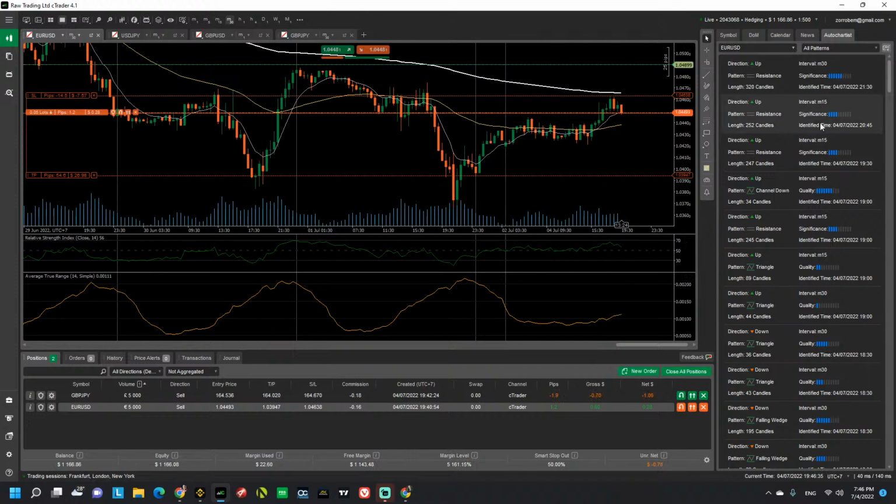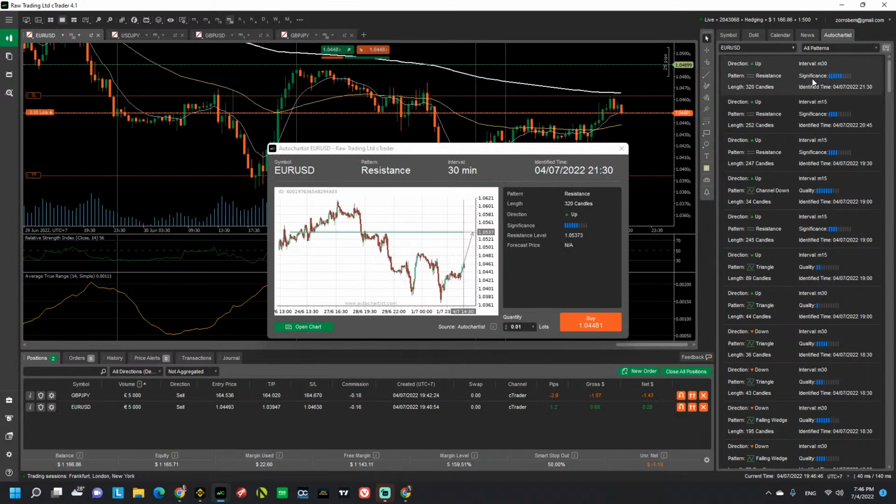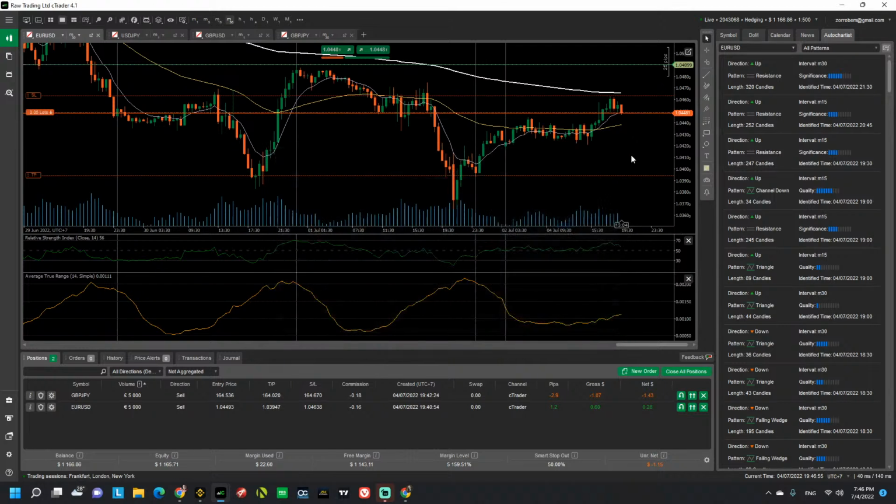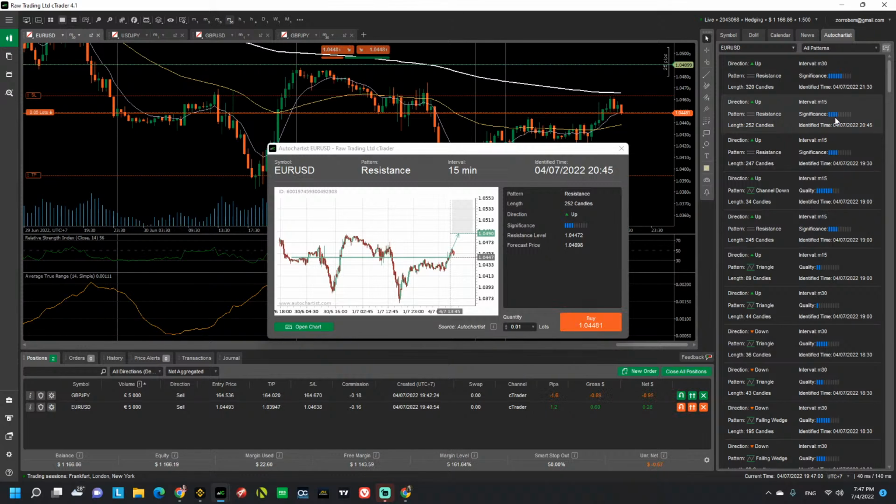Let's see some signals here. In cTrader, you can see some signals from AutoChartist. So many of the signals right now are going up. Yeah, these are some of the signals that are happening right now. So we actually took the opposite. So we might be wrong.